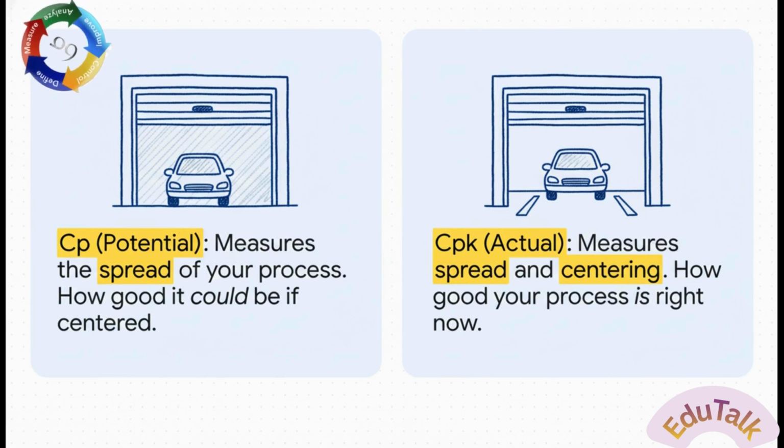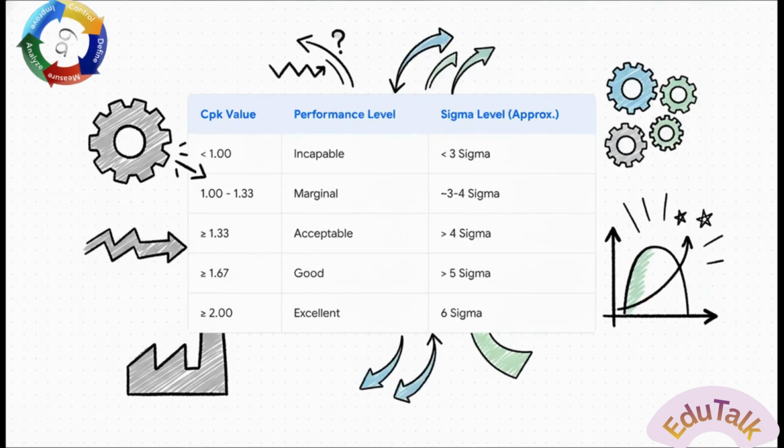Now think of it like this. CP tells you if your car is small enough to fit in the garage, but CPK tells you if you've actually parked the car between the lines. CPK is the true measure of how you're doing right now because it looks at both the spread and how well you're centered. And this table here is basically your scorecard.